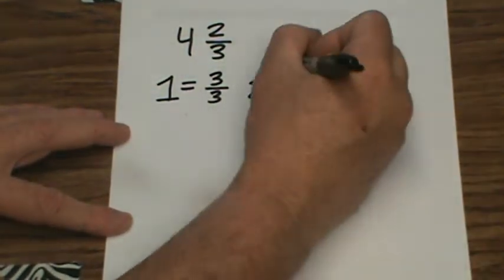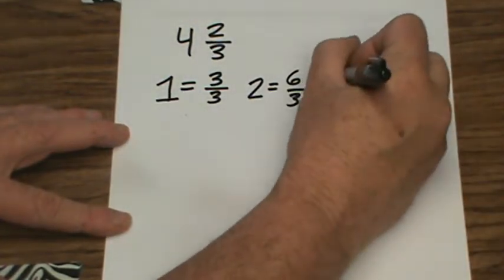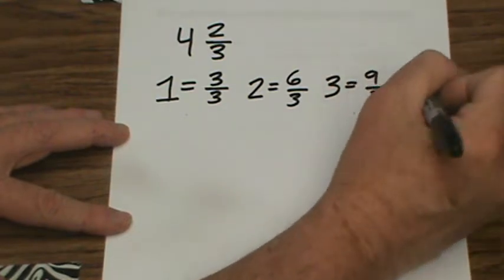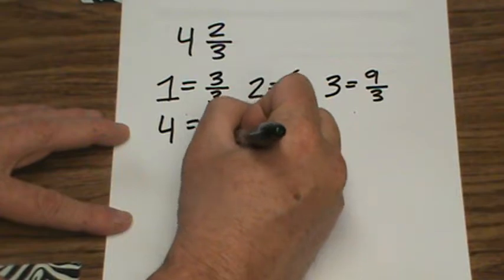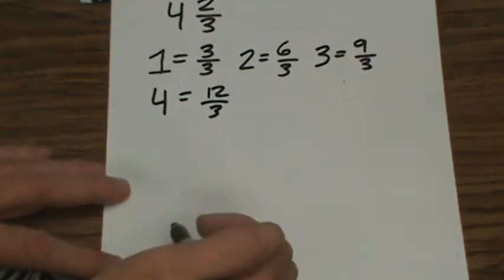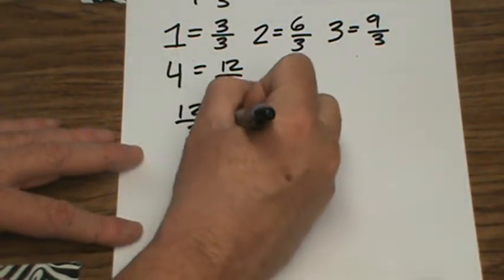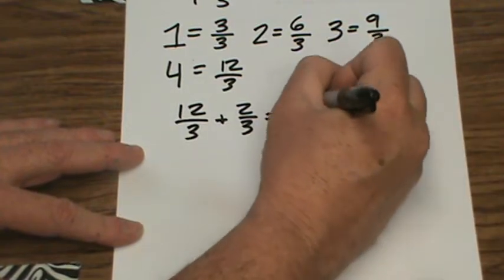2 would equal 6 thirds. What would 3 equal? 9 thirds. And what would 4 equal? 12 thirds. So think about it now. Pause the video and think about what your final answer is going to be. Okay, welcome back. If you took your 12 thirds and did 12 thirds plus 2 thirds, it would equal 14 thirds.